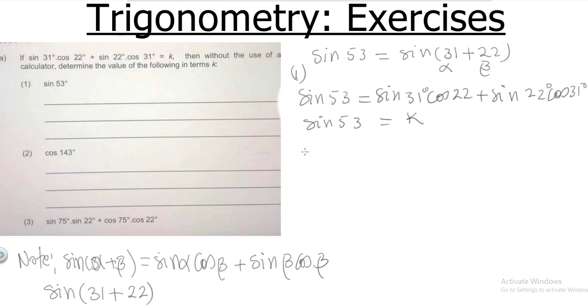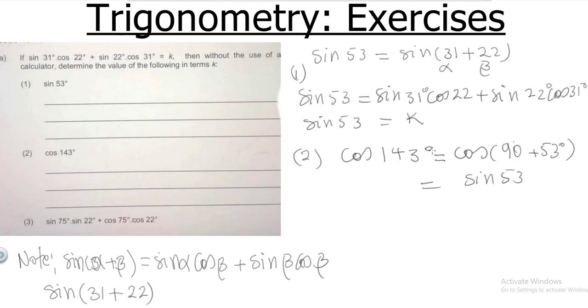Now we have number 2, which says cos 143. Now, when you look at 143, it is equal to 90 plus 53. Now, cos of 90 degrees plus an angle will change to sine. We take the angle of 53.